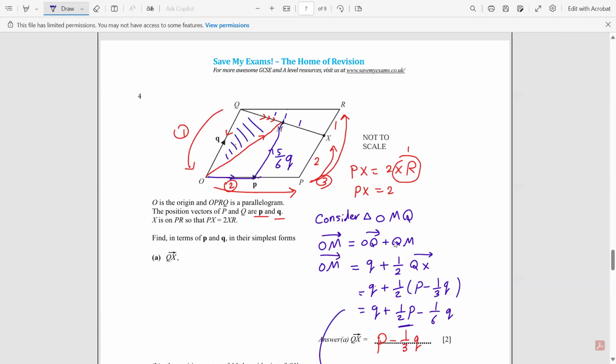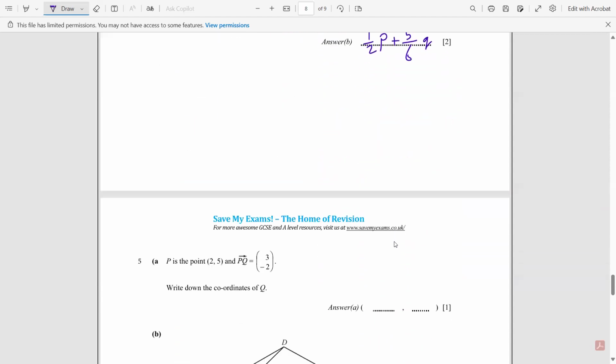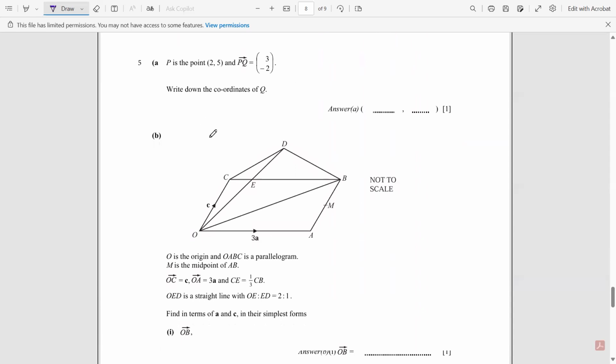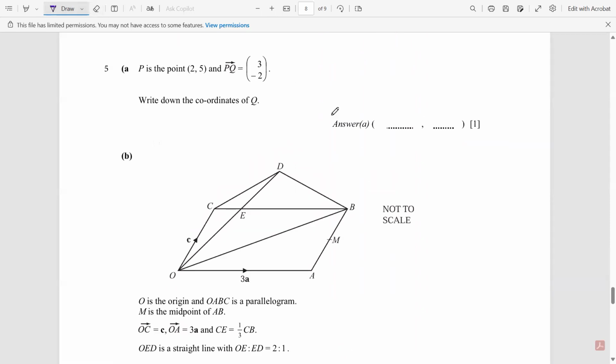Remaining here, 1 over 6. The remaining part is 1 over 6 of the q. So that's something like that. No need to do this, I just wanted more explanation and to emphasize my answer, to show you that my answer is correct.